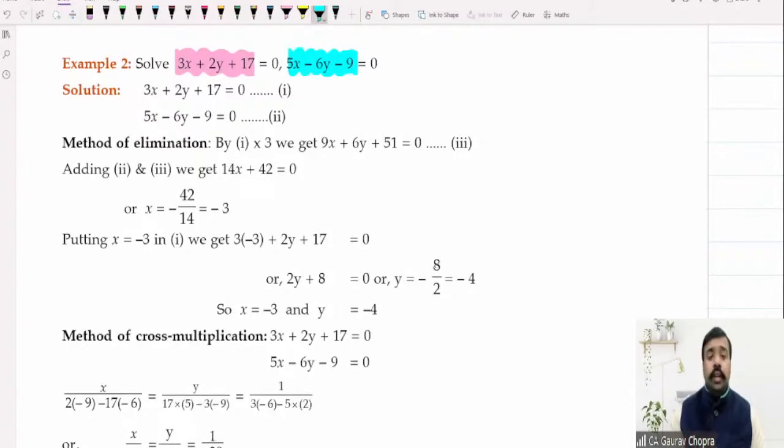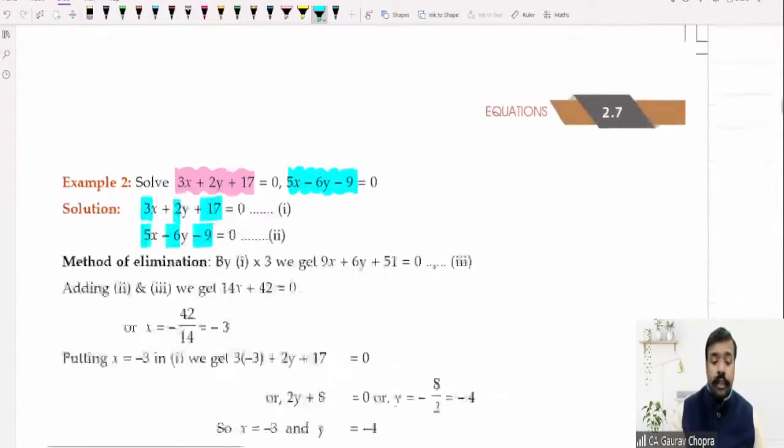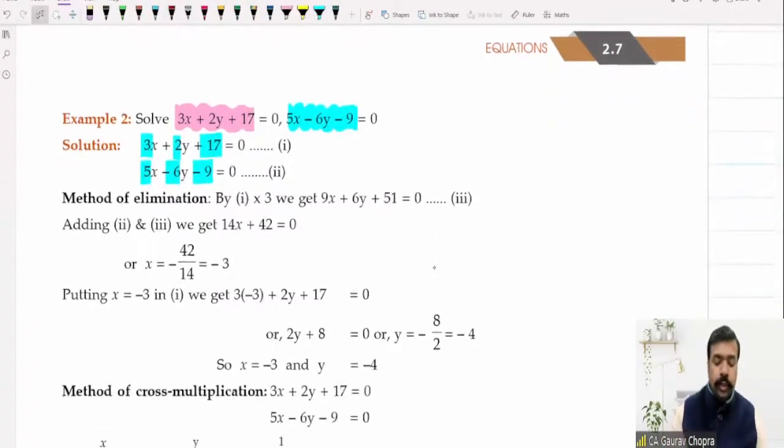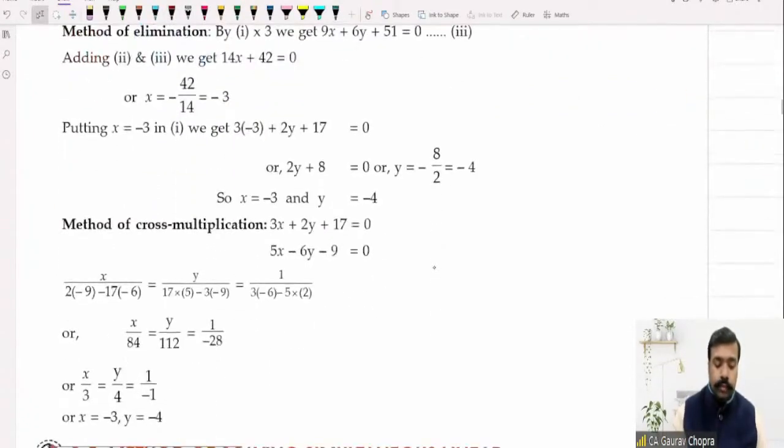So just from here, we can see all the coefficients. 3 and 5 are the coefficients of x. 2 and minus 6 are the coefficients of y. 17 and minus 9 are the constants basically. Now, applying the above formula, we can do some computations. We can do some cross multiplications.